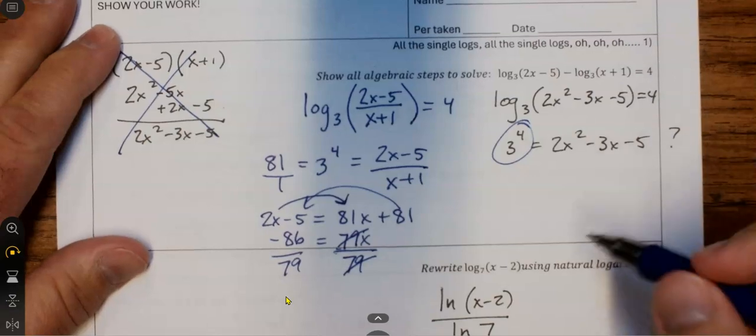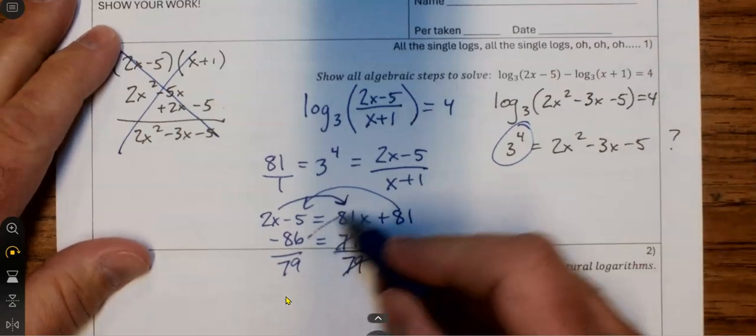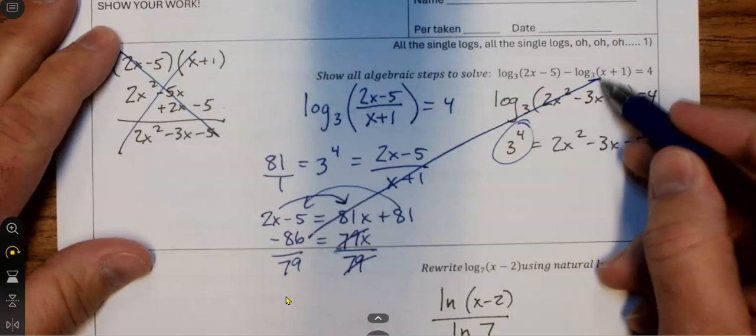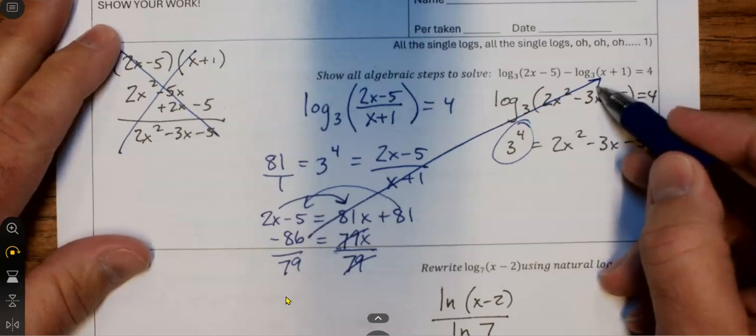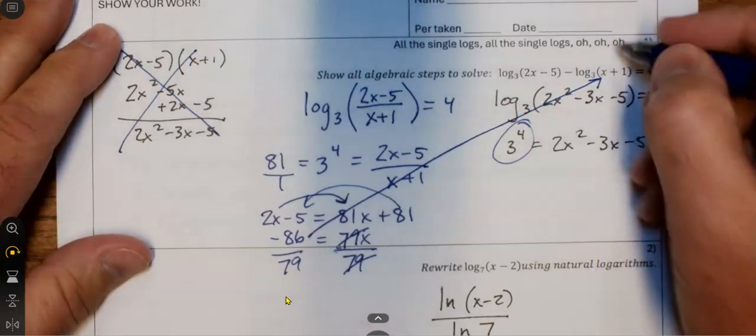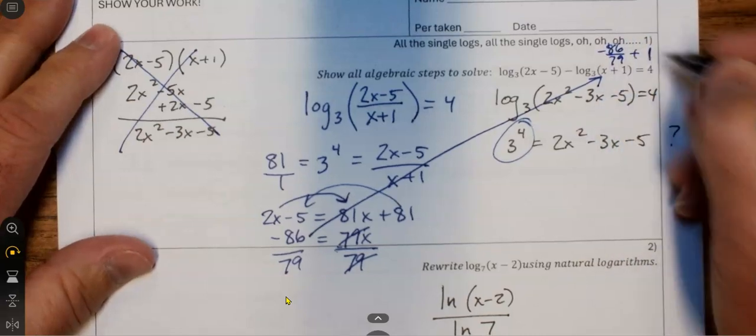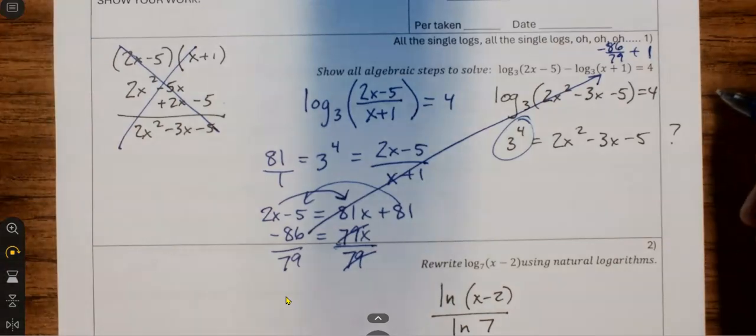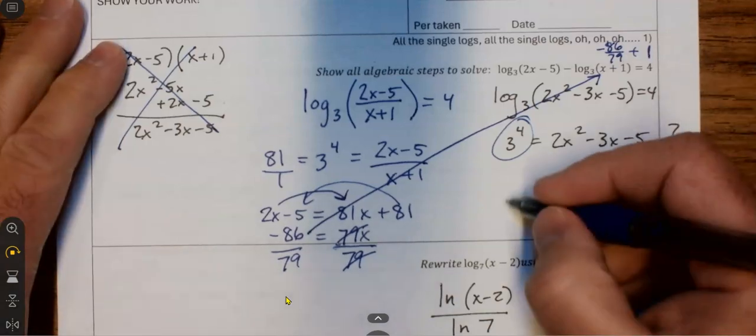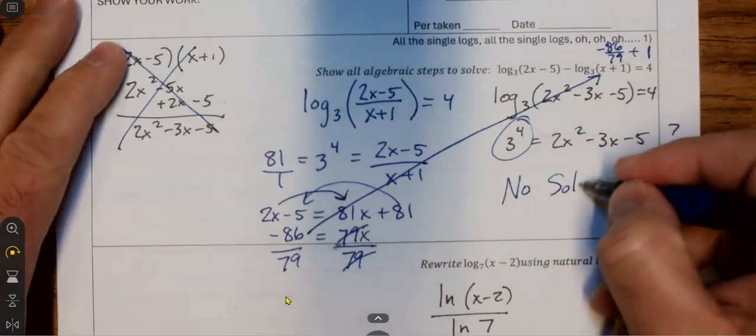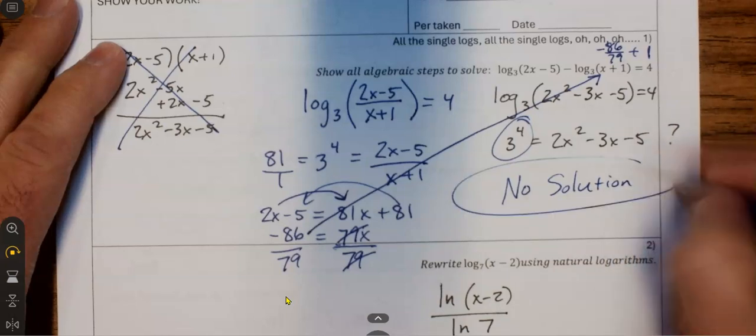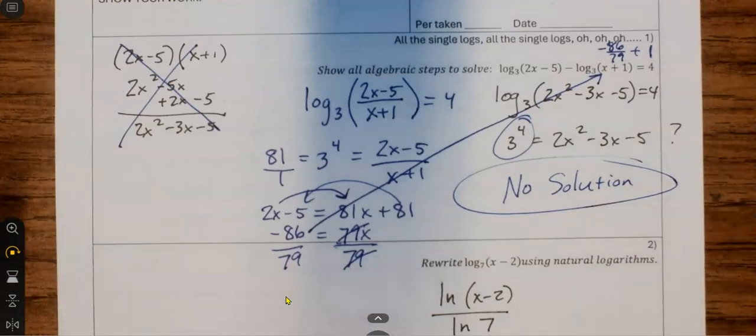Now, what happens if we take that answer and plug it into the original equation? What is negative 86 over 79 plus 1? That's a negative number. Can we take the logarithm of a negative number? Oh, man, no solution. Don't forget to check answers to see if they work in the original equation.